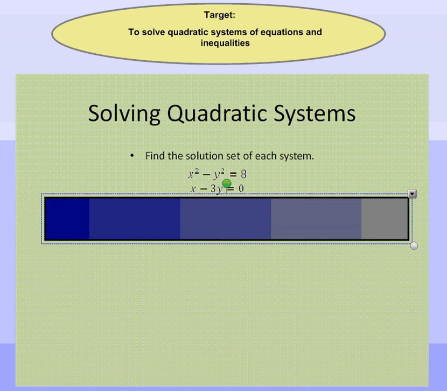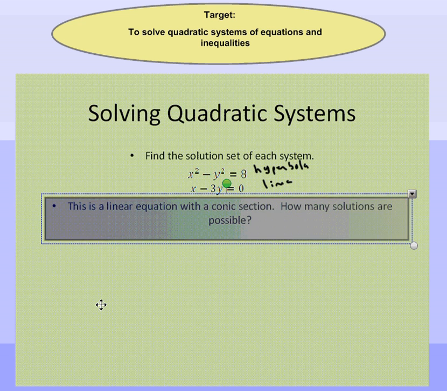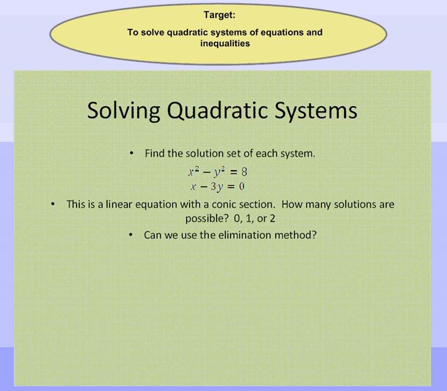We're going to find the solution of this system. Notice we should be able to identify that we are looking at a hyperbola and a linear equation. With a conic section and a linear equation, we can have 0, 1, or 2 solutions. That's one of the first things that we need to think about. This is a linear equation with a conic section. How many solutions are possible? We just said 0, 1, or 2.